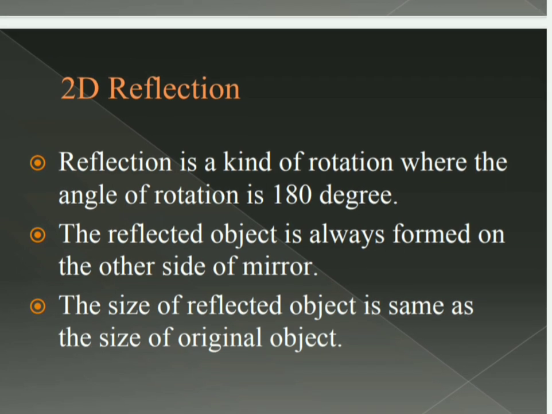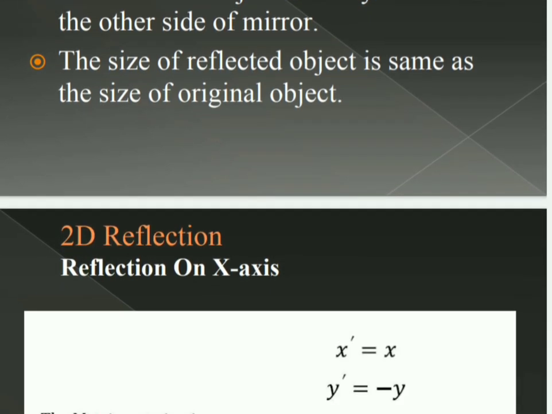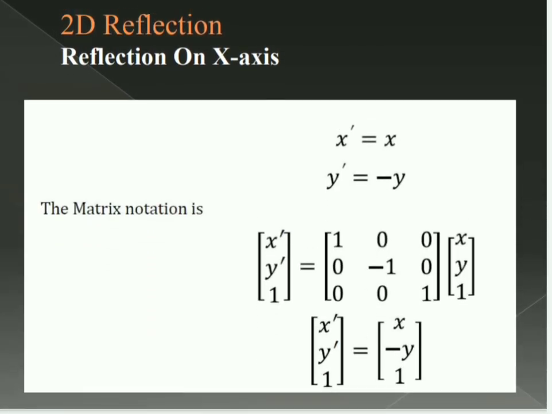Now the next one is 2D reflection. Actually, reflection is the mirror image of the object. The angle for the reflection is 180 degrees. That means suppose you want to rotate the object, the angle for that rotation is 180 degrees. So again, there are two sections involved: reflection on the x-axis and reflection on the y-axis. So we will see one by one.